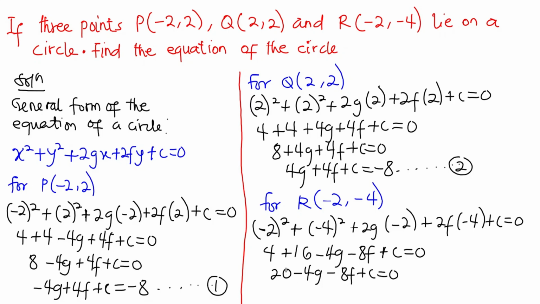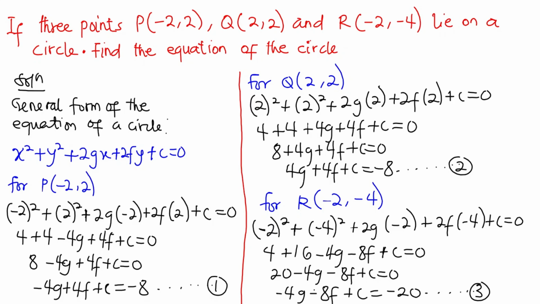So transposing 20 to the right hand side gives us minus 4g minus 8f plus c, giving us minus 20. So we can call this equation 3. So we have equation 1, equation 2, and equation 3. Now what we are going to do here is solve them simultaneously. With simultaneous equations, remember that there are two types, either by elimination or by substitution. To make it simple and short, we are going to focus on the elimination method.